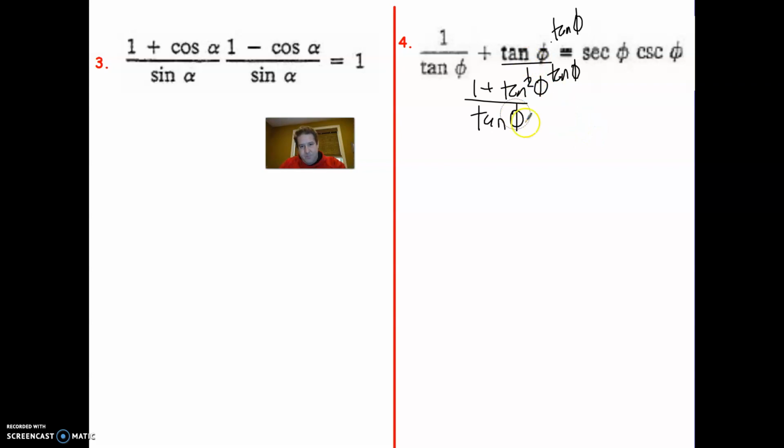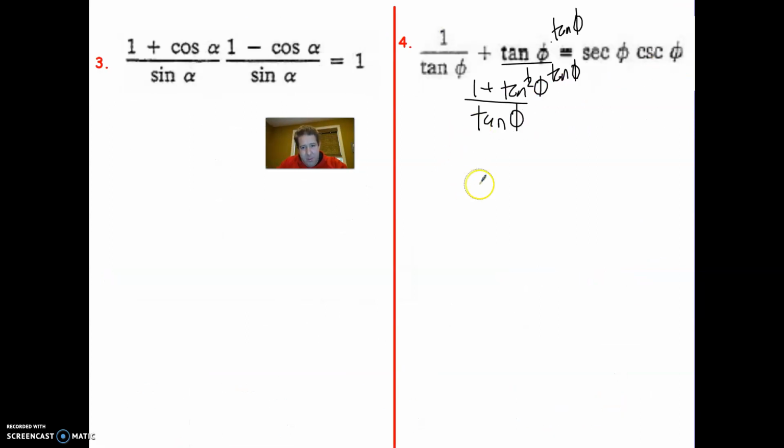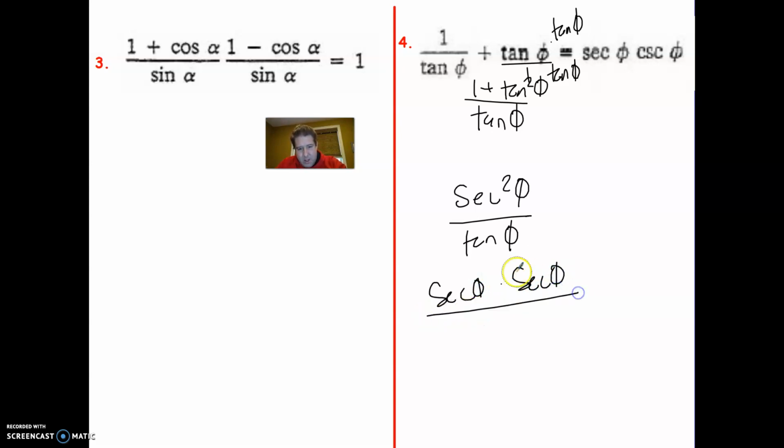Okay, so from here, 1 plus tangent squared of phi is the same thing as secant squared. So I use my Pythagorean theorem, the top turns into secant squared of phi over tangent of phi. So now I can change the bottom. And I can also split this up into 2. So this is really secant of phi times secant of phi. So that's kind of the trick here. Tangent of phi I can turn into sine of phi over cosine of phi, because tangent really is y over x.